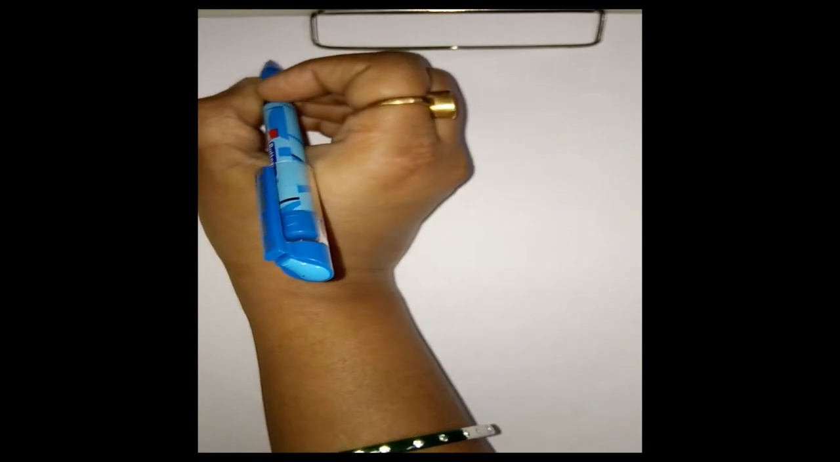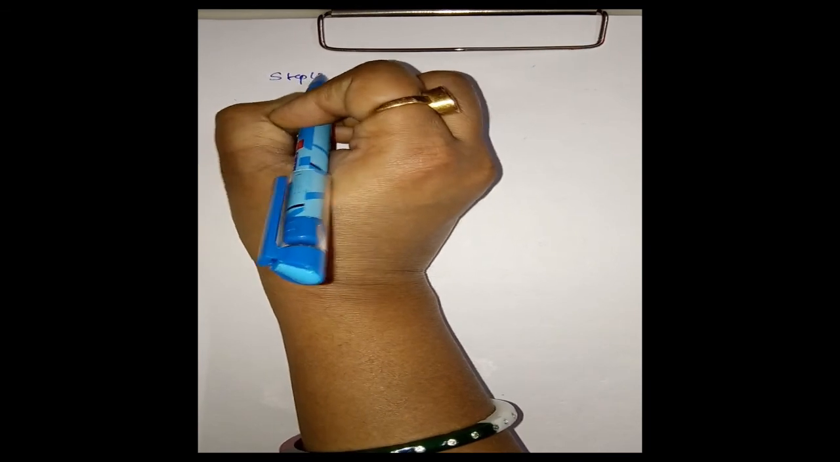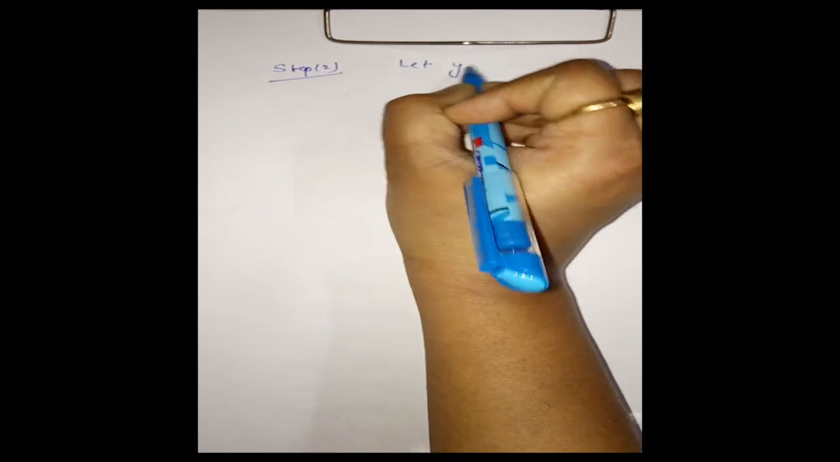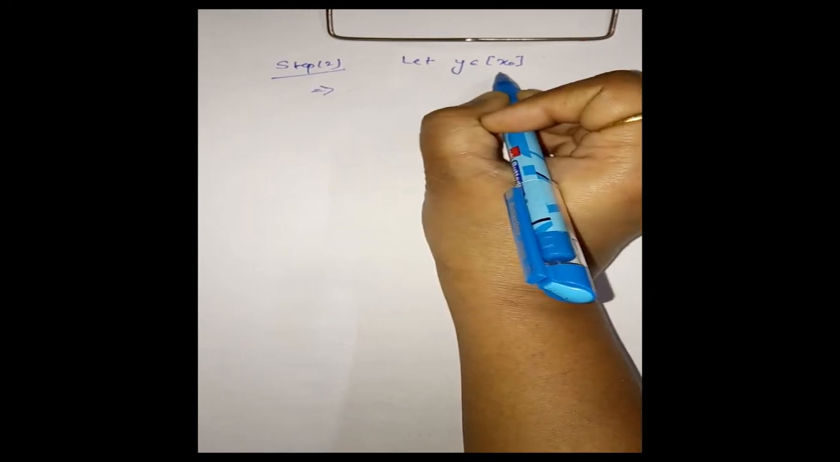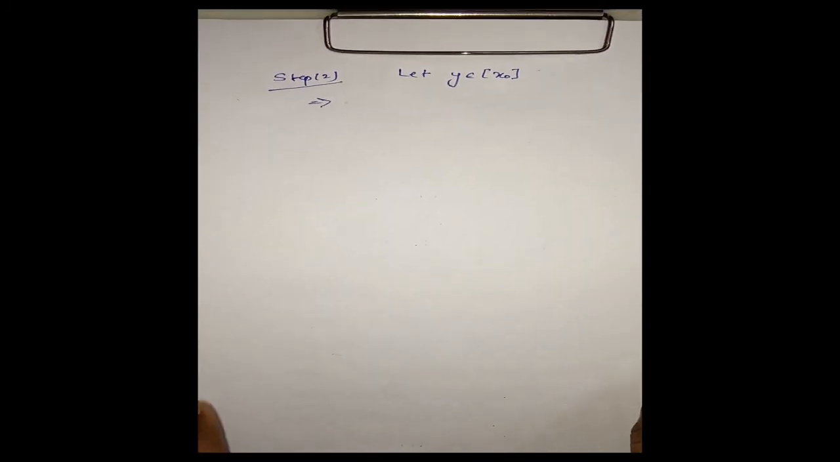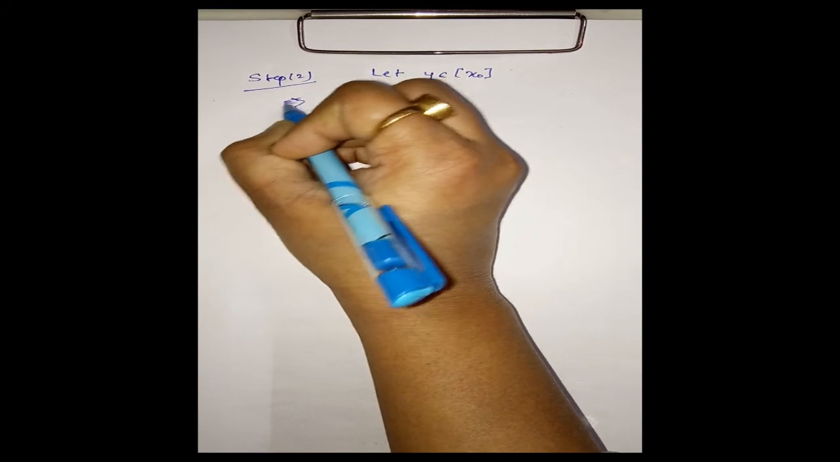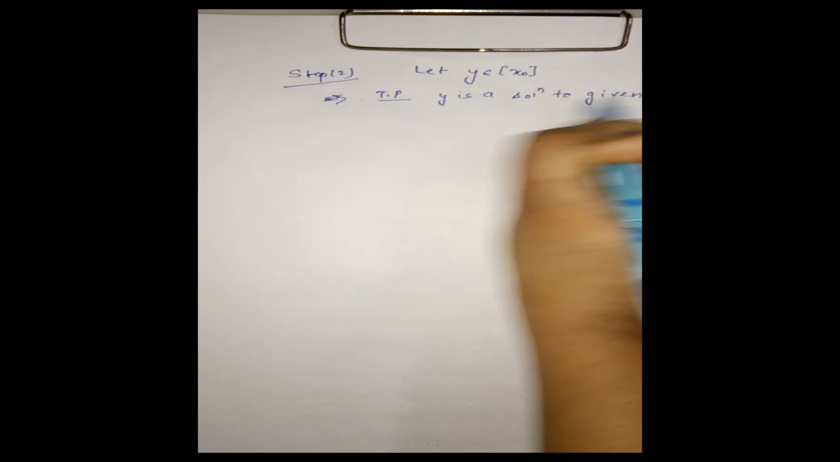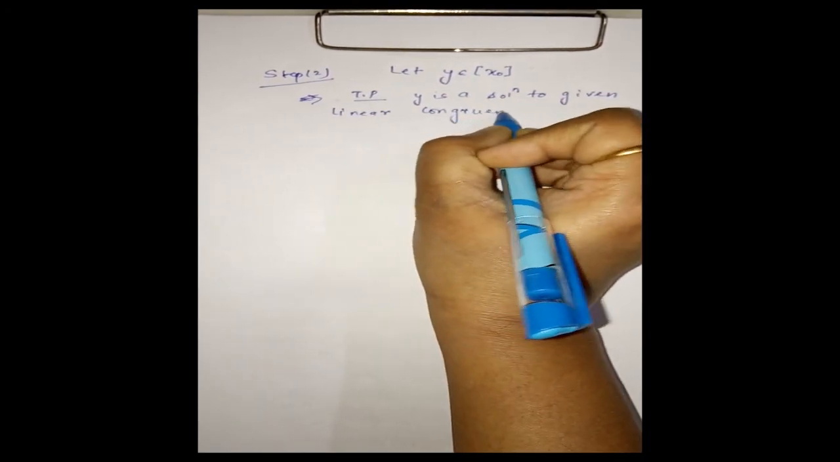Now we will prove, this is our step 2. Let y belong to this, that is, the equivalence class of x naught. Then we will prove y is a solution to the linear congruence equation. To prove y is a solution to the given linear congruence, this is our next step.